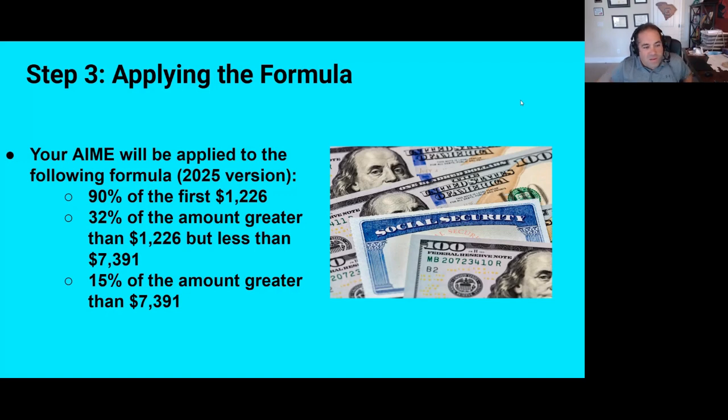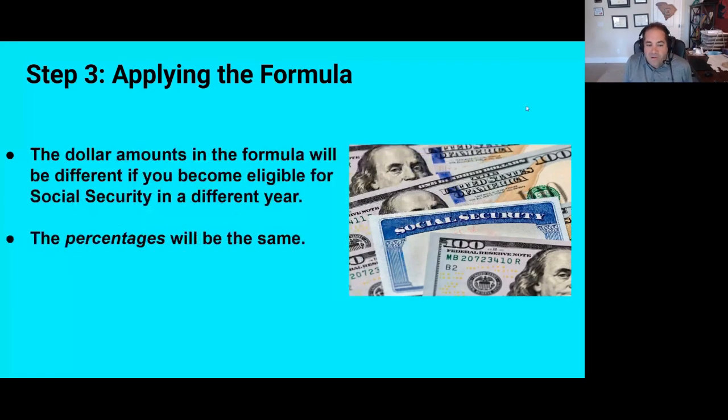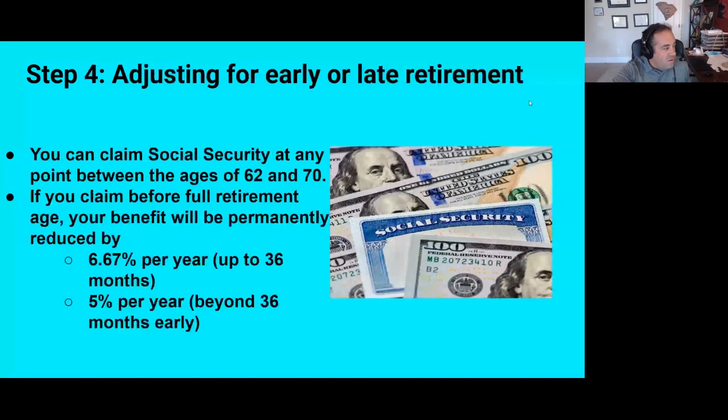But one important thing to know about the formula is that those dollar amounts, the bend points that I just referred to, will be different if you have a different eligibility year. However, those percentages, the 90%, the 32%, the 15%, are the same year after year. So the only thing that changes is the income thresholds that are considered for those multipliers, not the actual percentages.